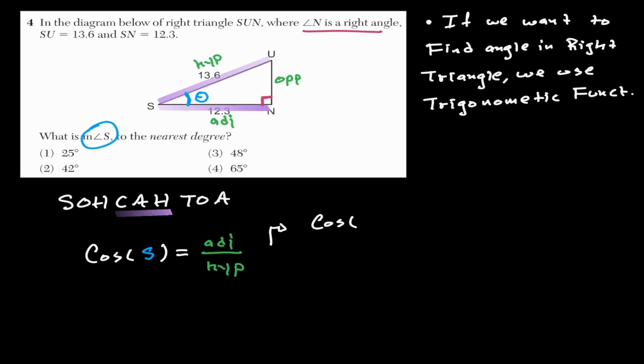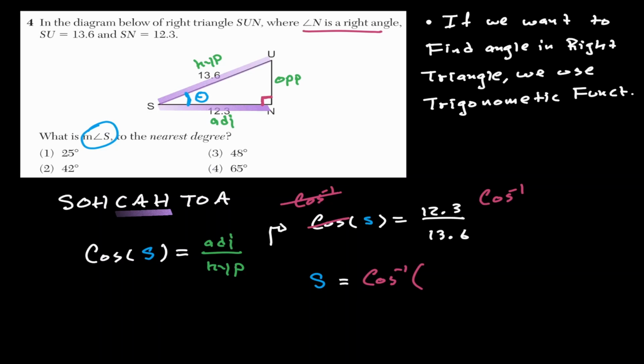Then we have that the cosine of S is equal to adjacent, which we have as 12.3, over the hypotenuse, which we have as 13.6. Well, to isolate angle S, we're going to apply the inverse of cosine on the left and the inverse of cosine on the right. This way, the cosines will cancel out, and now we just have angle S, which is what we're looking for. That's equivalent to the inverse of cosine evaluated at 12.3 divided by 13.6. And when we place this in any graphing calculator, we're going to get that S is approximately 25 degrees.